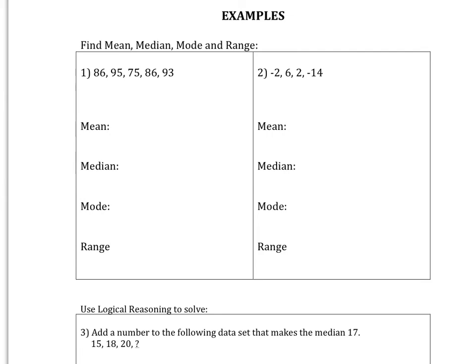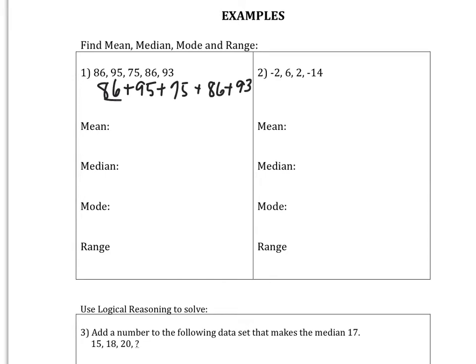Let's take a look at some more examples. In these examples, we want to find the mean, median, mode, and range. So number 1, we have those numbers right there. Let's find the mean. The mean, again, is the average. So I'm going to add all those numbers together: 86 plus 95 plus 75 plus 86 plus 93.